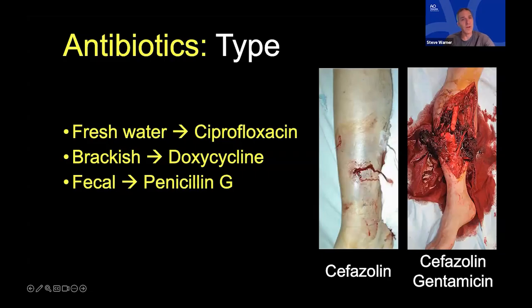Like for freshwater exposures, ciprofloxacin can be very helpful to prophylax against Ehrlichiosis, and for brackish water, doxycycline can be helpful for Vibrio, as well as with fecal contamination. Penicillin G can be helpful for more anaerobic coverage, such as for Clostridium.